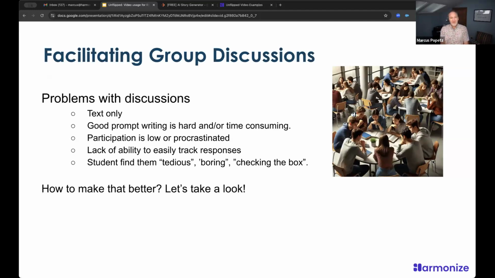But the problem with group discussions, the thing that makes them hard, is that students hate them. Instructors often hate them because they're just checking the box. They're like, I'm going to write a paragraph and you're going to respond. It's one post, it's two comments. It is dull. I don't know, Kelly, what is your take on discussions and the pain points of them? Do you agree with that?